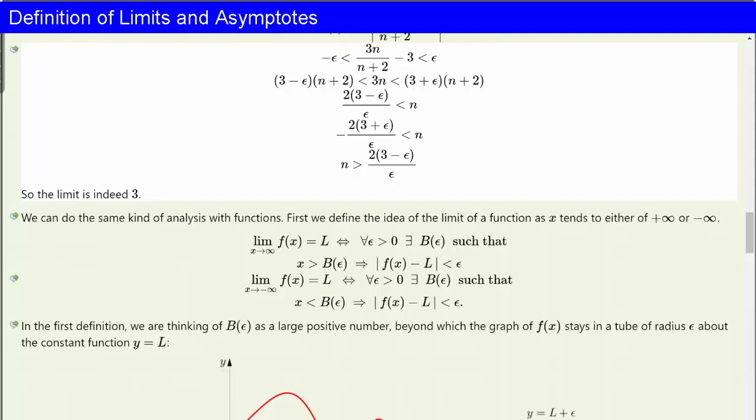We solve the right inequality to get that n must exceed minus the ratio 2 times 3 plus epsilon over epsilon. This is always true since n is positive and the right side is negative. So given an epsilon, the target inequality will be satisfied if n exceeds the number 2 times 3 minus epsilon over epsilon. And so we can choose capital N of epsilon to be any number larger than the right side of this inequality. And we have proved that the limit is indeed 3.